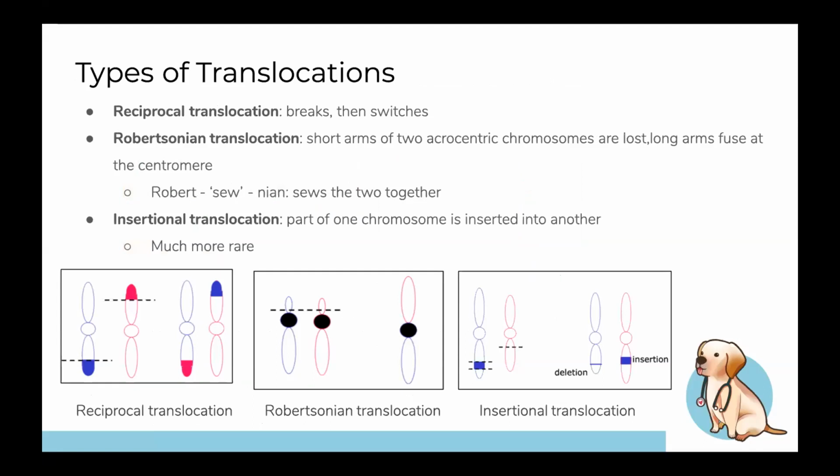So types of translocations, we can break it up into 3. You've got your reciprocal ones, where you basically just swap it. You've got your Robertsonian translocations, where the tips break off and then the 2 long arms fuse together. You can think of Robertsonian as sewn together. And insertional translocation, where you've got one part and you insert it into a different chromosome. So all of the information, once again, is still there. However, it's just in a different location.